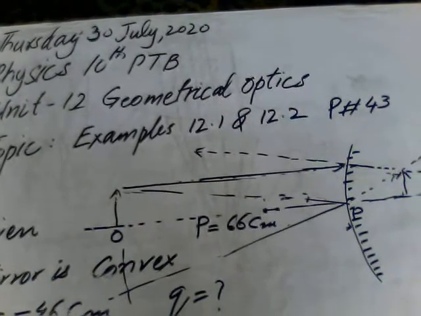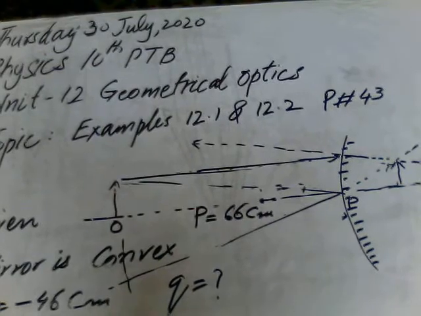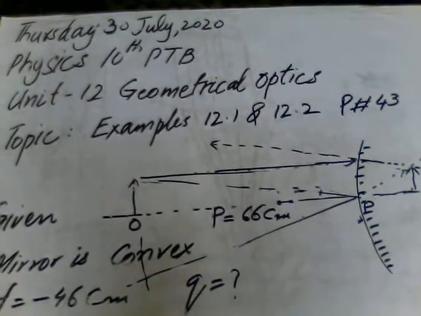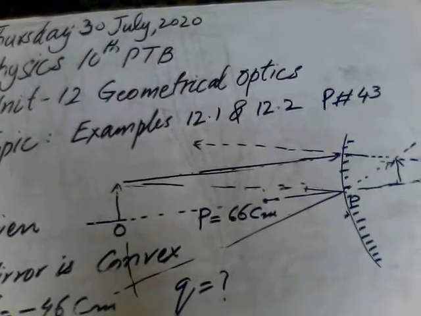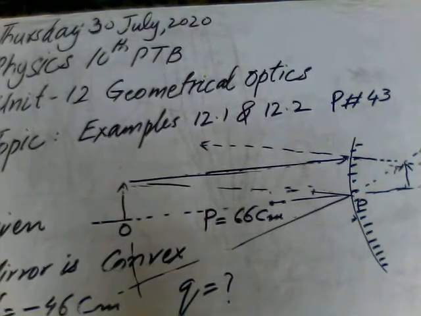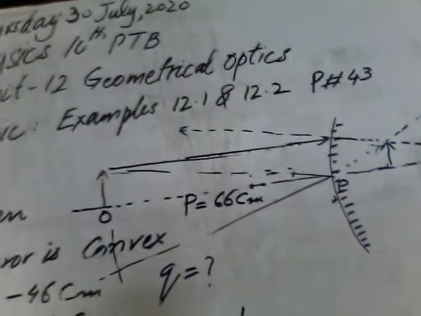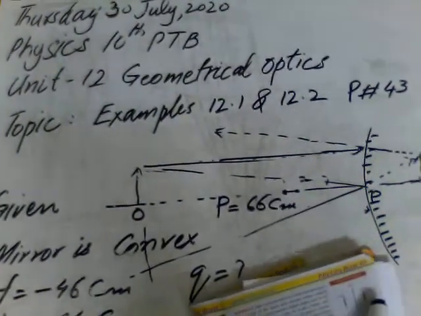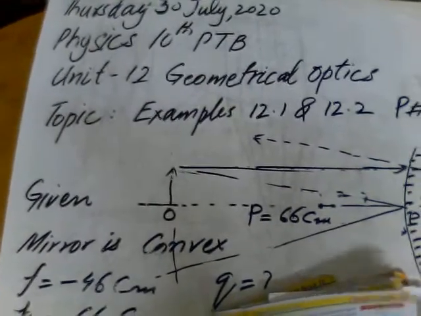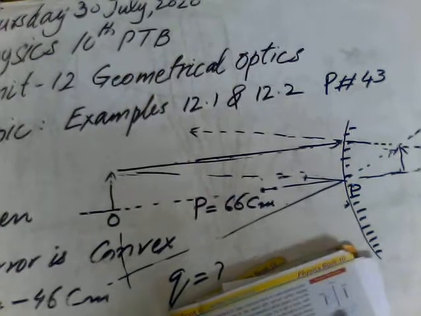In class Physics 10 PTB, the unit we have started is geometrical optics, and the topic is examples 1 and 2 on page 43. Please open your books and go through the statement with me. I'm going to read the statement.